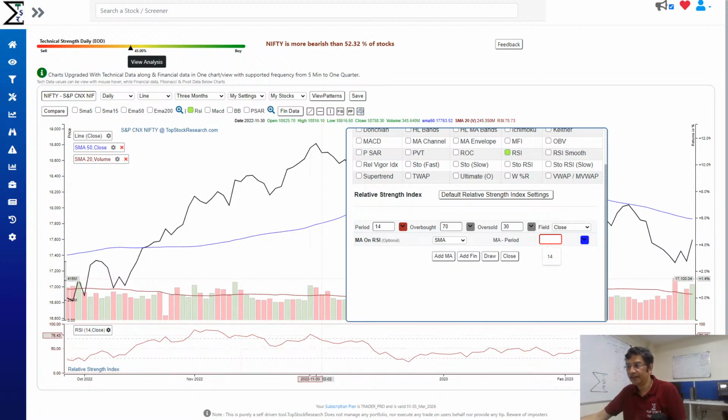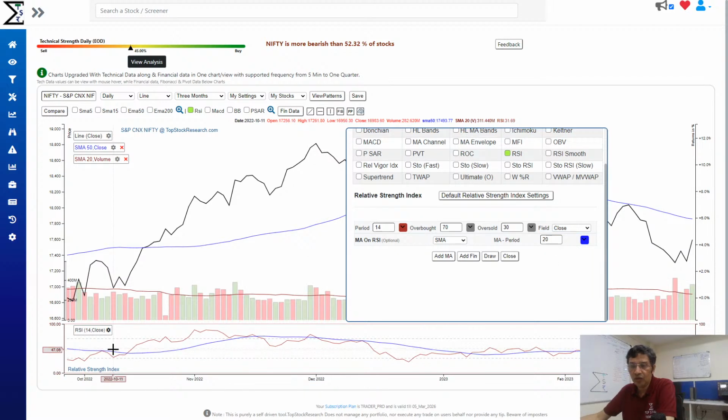So if you want to plot, let's say, a 20 moving average, what you'll see is not only the RSI price, but its moving average, and basically how this crossover has happened. So it's not as simple and straightforward as price crossing above a moving average, but this is also very useful once you understand this concept of relative strength index, right? You can plot moving average on the indicators also.